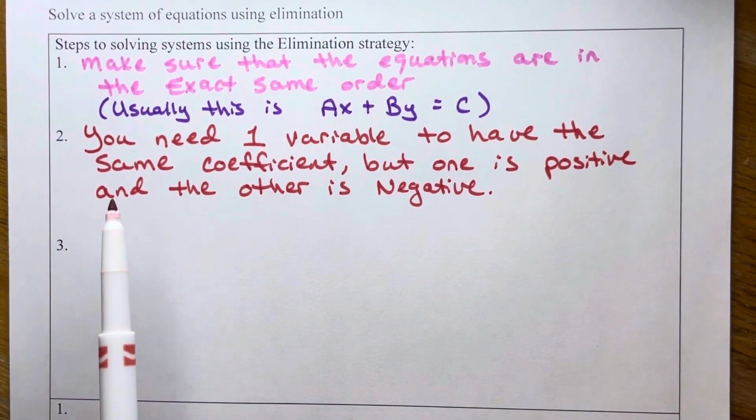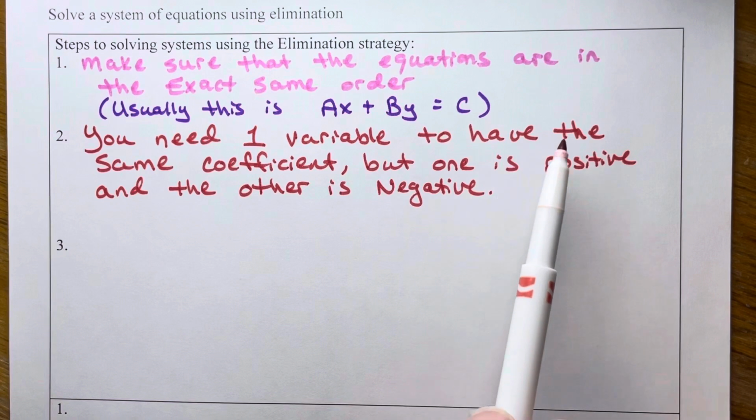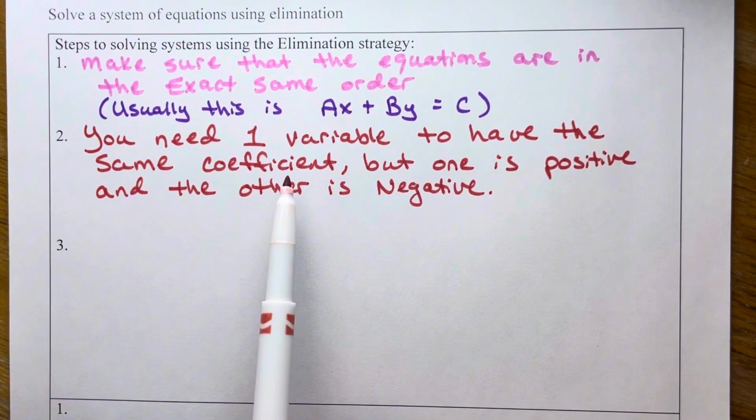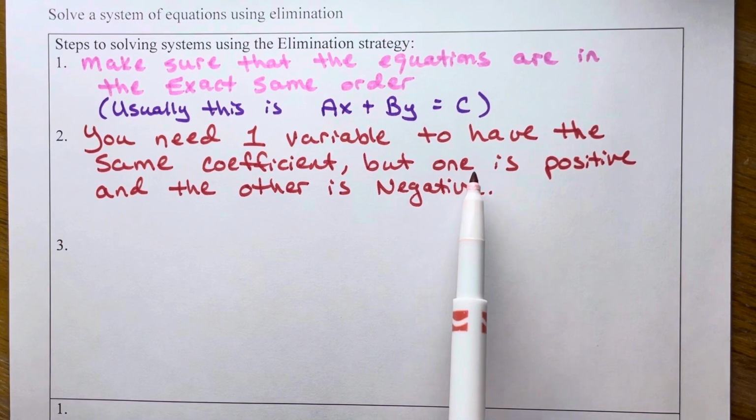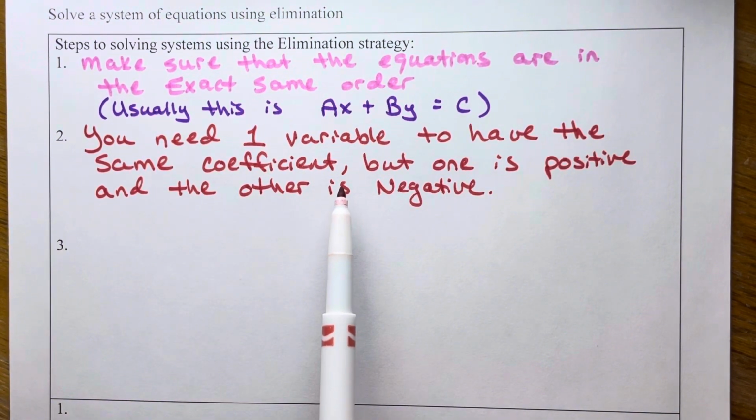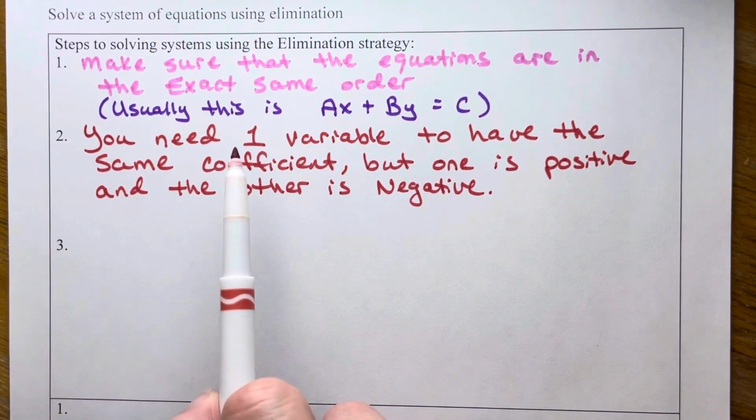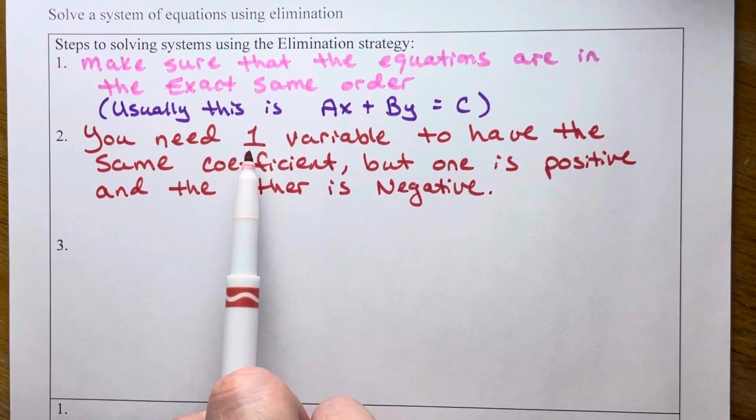In your second step, you will need one variable to have the same coefficient in the two equations, but one of them is positive and the other one is negative. For example, if you have a 6x in one equation, then you would need the other equation to have a negative 6x. Or if you had a negative 3y in one equation, then you would need a positive 3y in the other equation. So you are not looking for both of the variables to be the same number. You're just looking for one of them to be the same number.